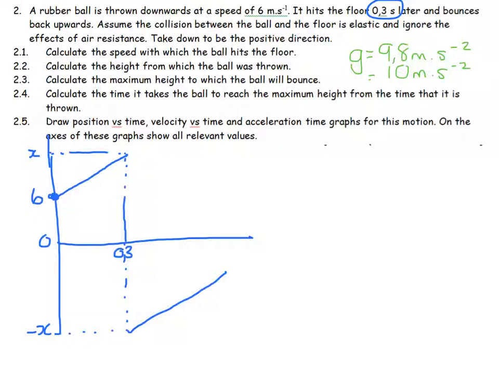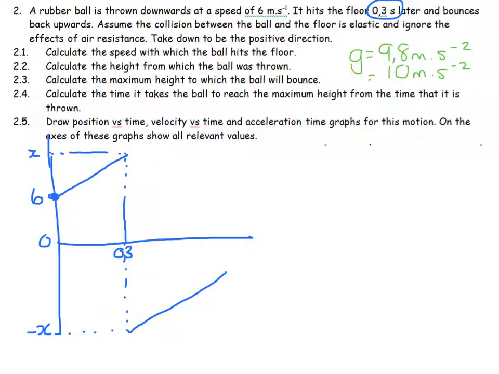It says take down to be the positive direction. So let's think about whether we have done that. We threw down at 6, so that's down. Gravitational acceleration is 9,8 or 10 meters per second squared downwards, and this is a positive gradient. So I have taken down to be positive throughout this. Calculate the speed with which the ball hits the floor.